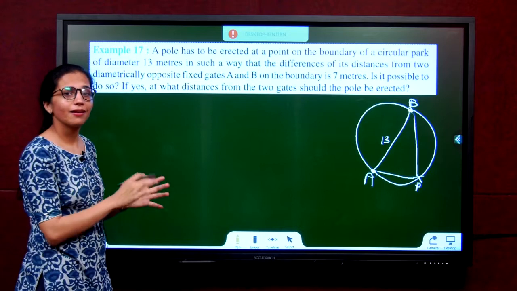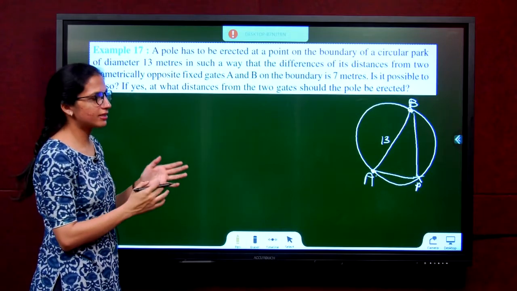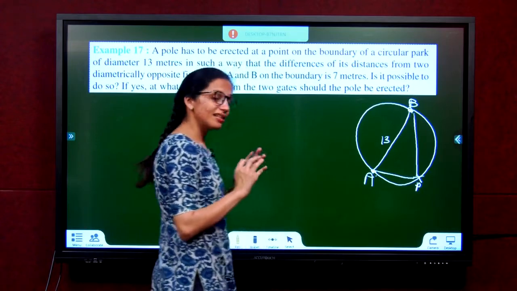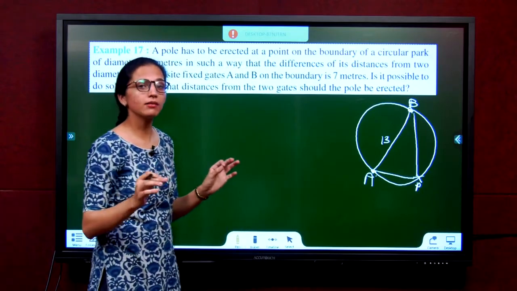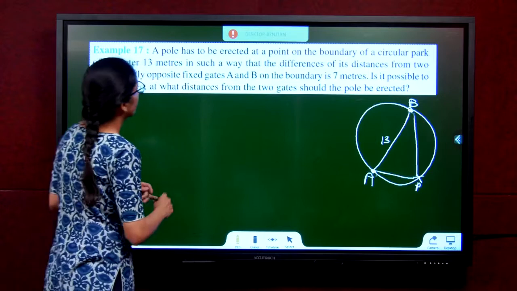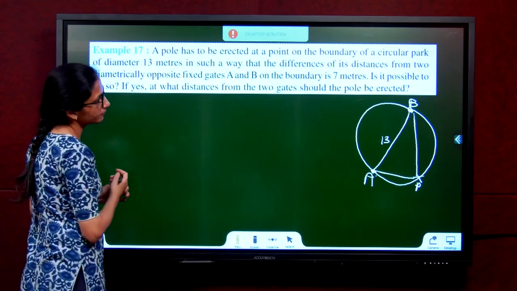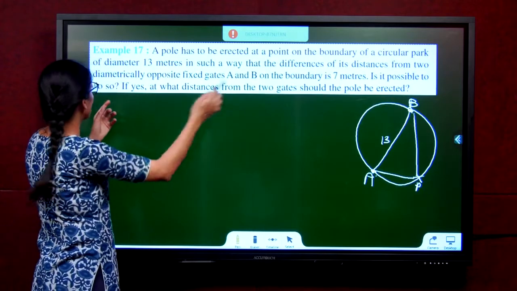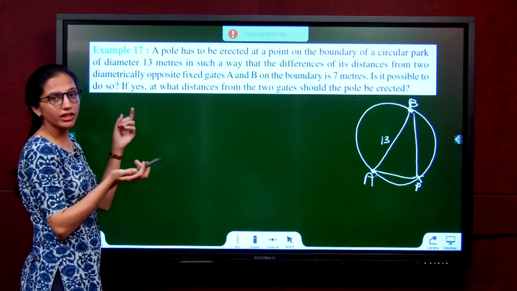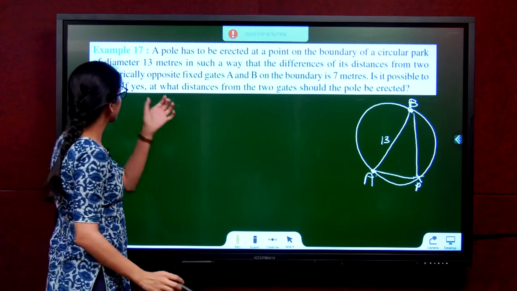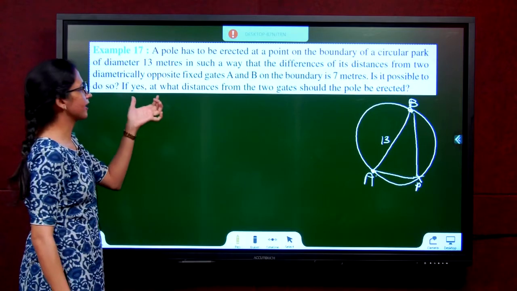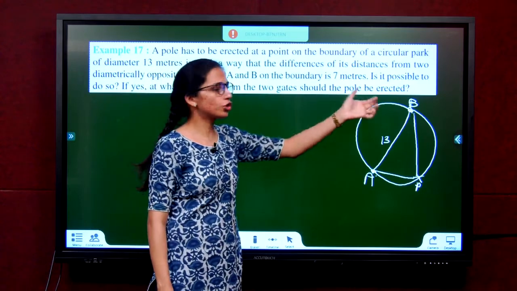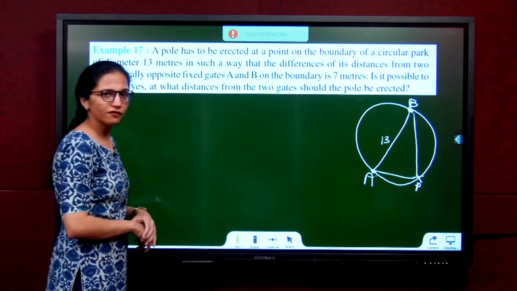You can take it however you want. You want to take BP minus AP or AP minus BP. In our figure, BP looks bigger, so I will also take BP. Since they have not told who is bigger, choice is left up to you. So, how do we do this problem? First they're telling, check if it's possible. How to check? If roots exist, it's possible. If yes, find the distances from the two gates that the pole should be erected at. Find the value of x.